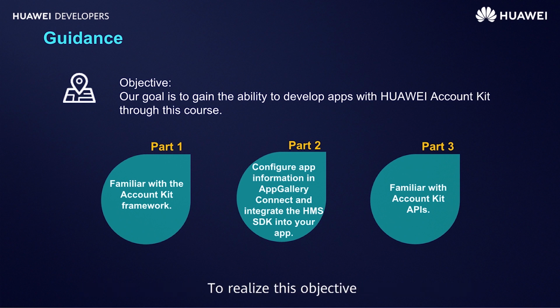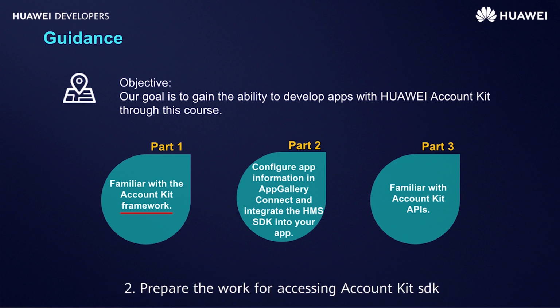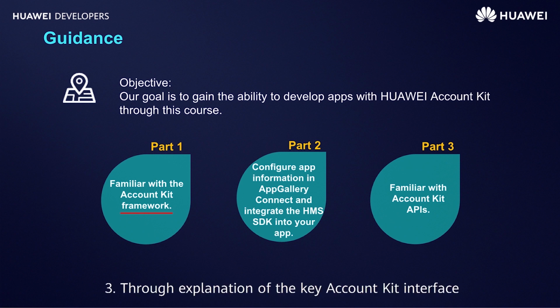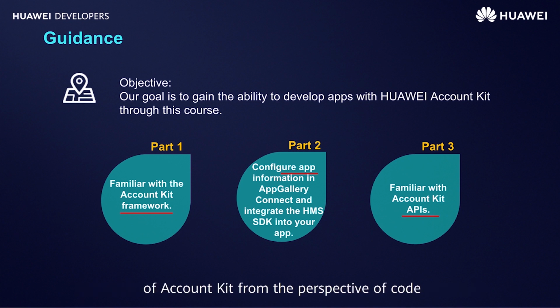To realize this objective, it requires 3 stages. 1. Know about the ability, characteristics, and the framework principle of Account Kit. 2. Prepare the work for accessing Account Kit SDK. 3. Through explanation of the key Account Kit interface, help developers understand the design and realization principle of Account Kit from the perspective of code.